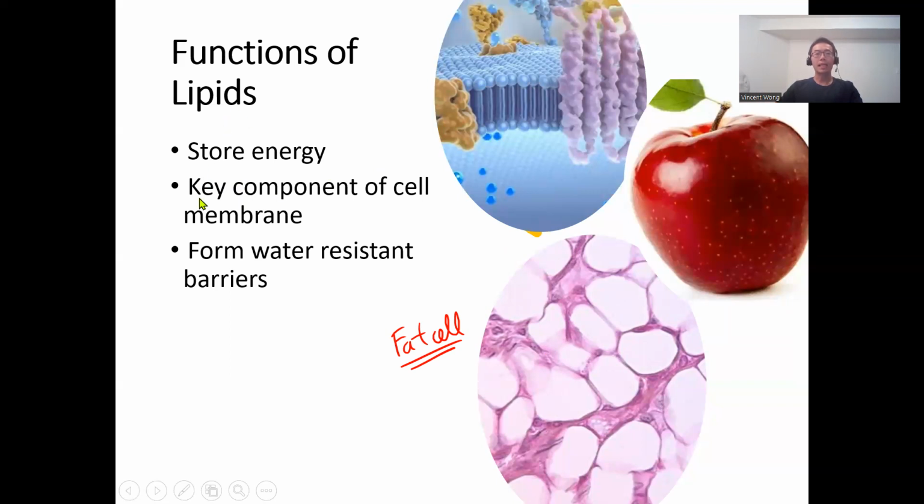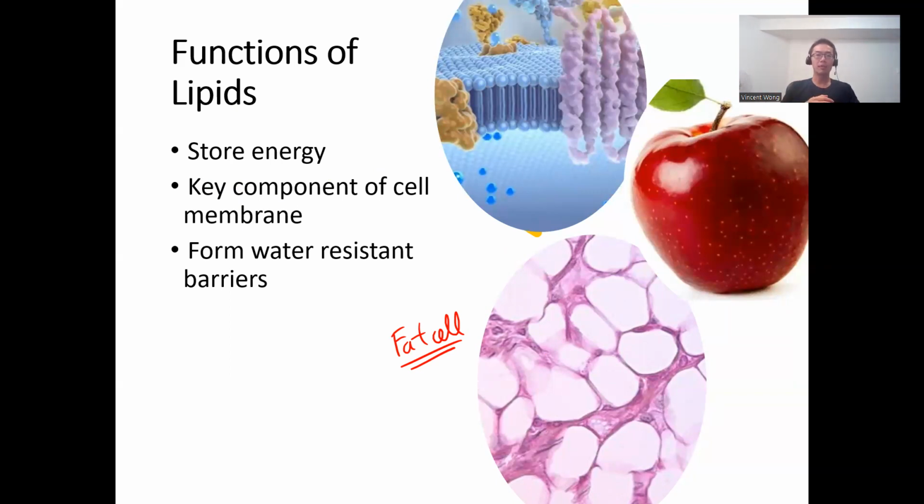Lipids are also a key component of the cell membrane. Cells make up living things, and surrounding the cell is a cell membrane. A major component of that is lipid, different kinds of lipid, as we'll see.